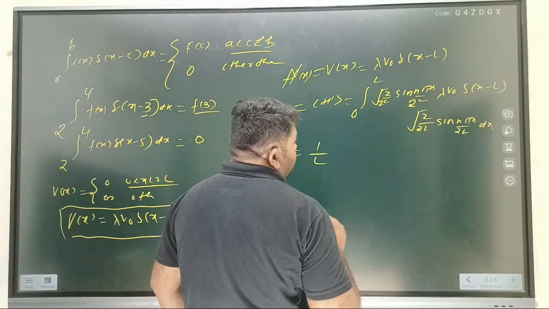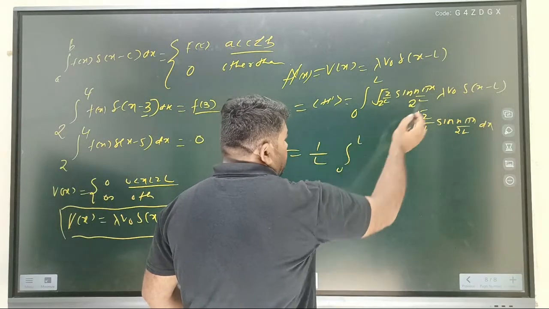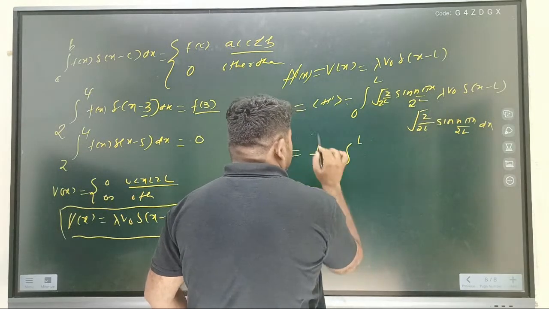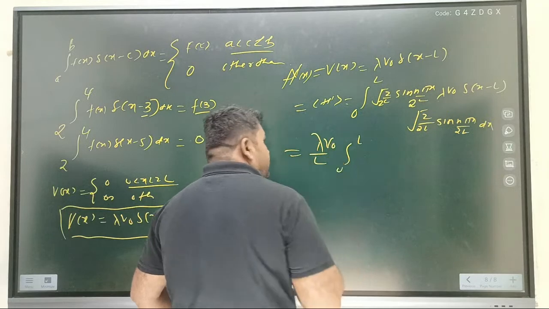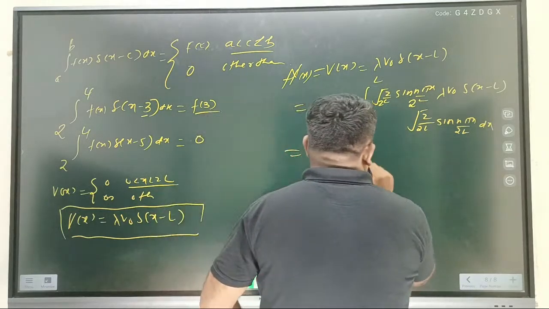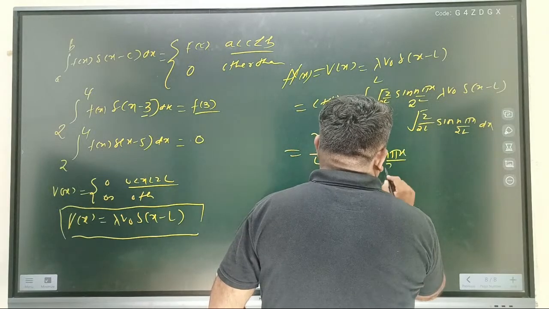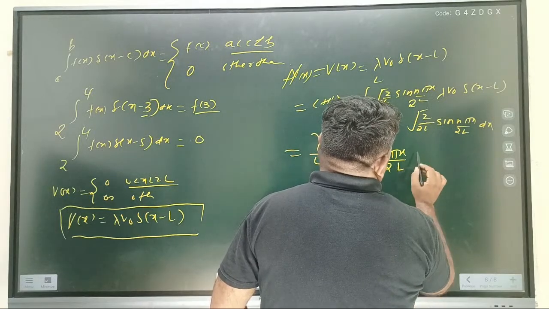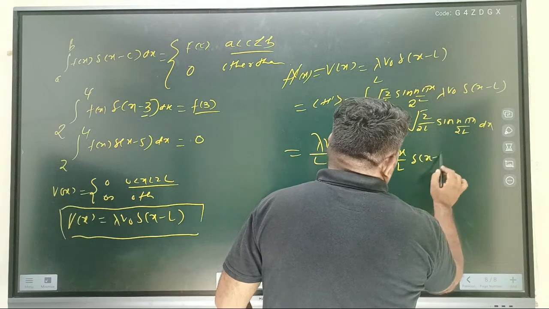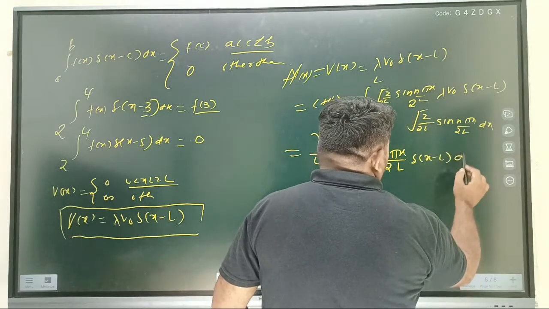Next, sin square, limit is 0 to L. Here lambda is constant, v naught is constant, take outside. Lambda into v naught, into how much? Sin square n pi x upon 2L, into delta x minus L into dx.